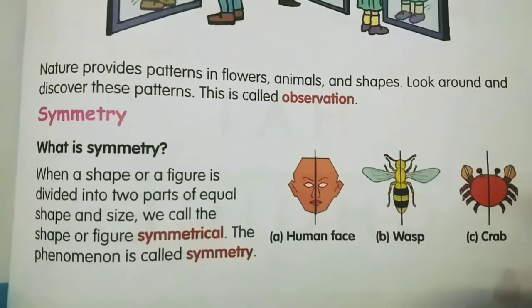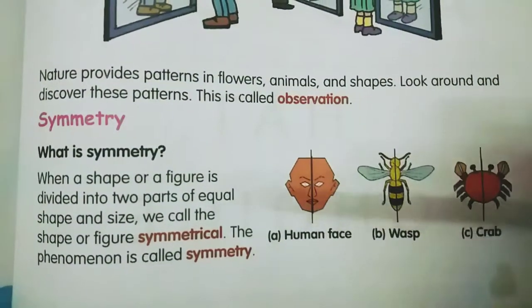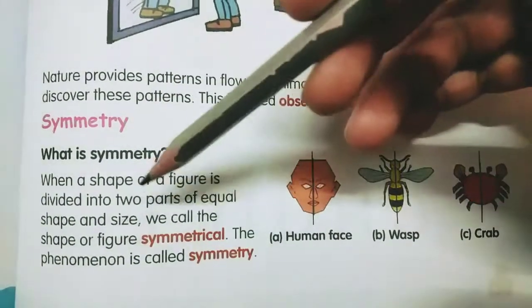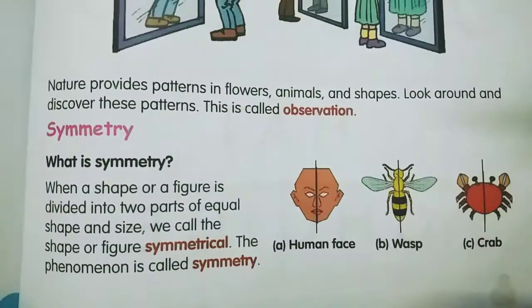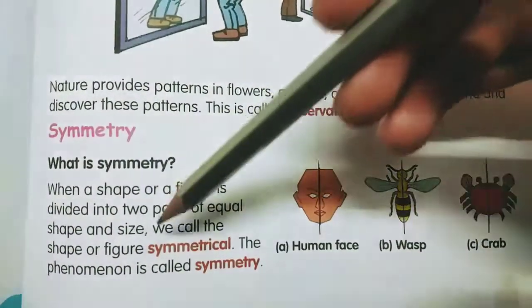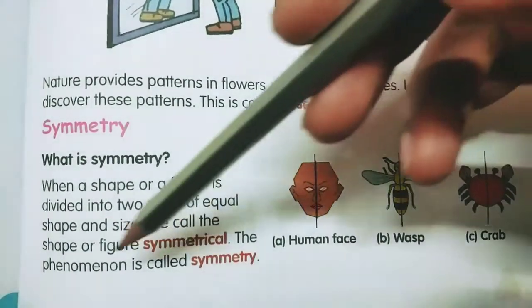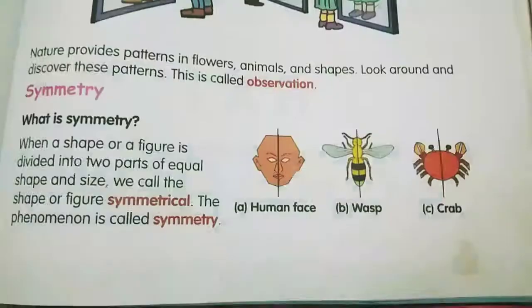Symmetry means when a shape or a figure is divided into two parts of equal shape and size. When a shape or a figure is divided into two parts of equal size and shape, we call the shape or figure symmetrical. The phenomenon is called symmetry.